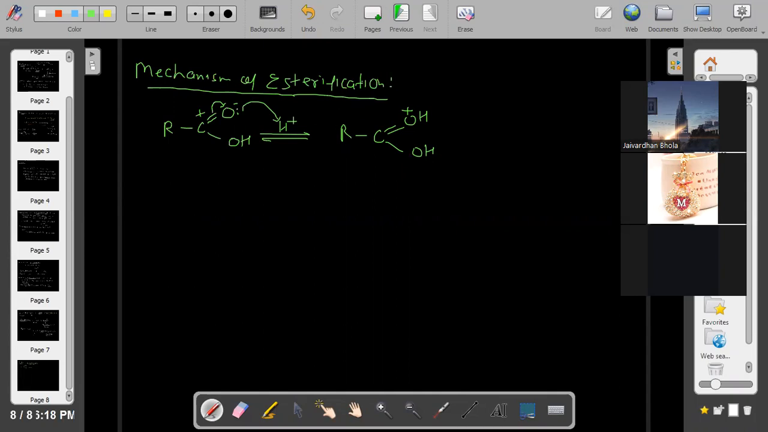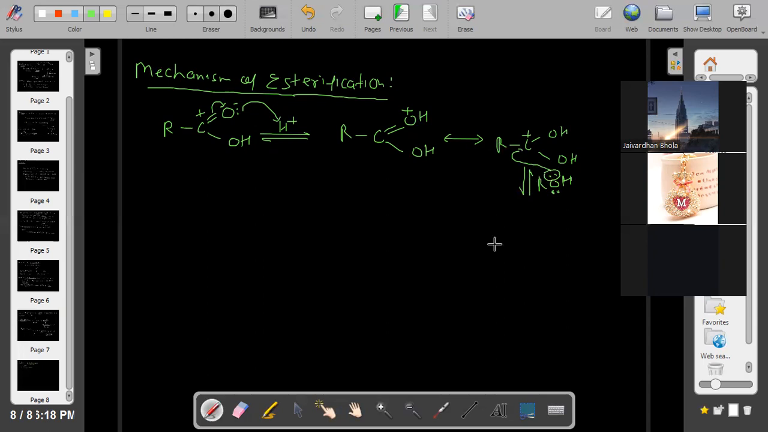Next, this carbocation is stabilized by resonance: RC+(OH)OH. Then here is ROH, as in previous reactions we have done. This is the electron-rich species, and it acts as a nucleophile, attacking the carbocation.